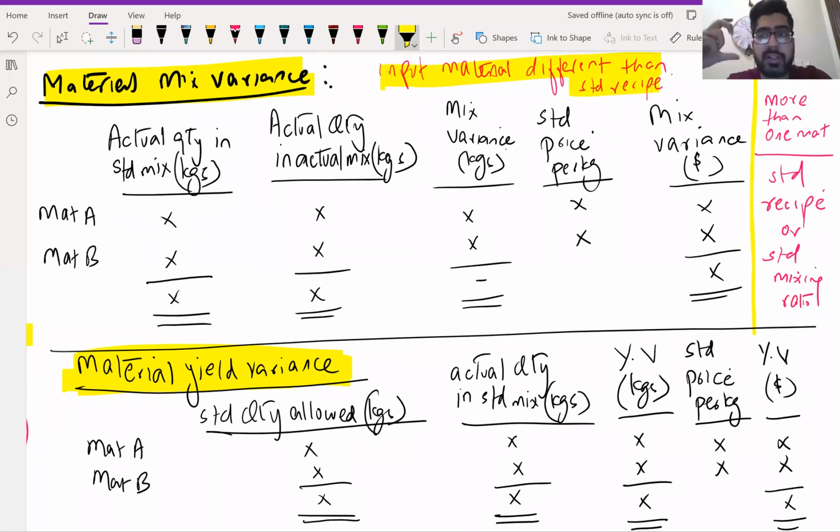Okay, we all drink Tang. We do not say that input as much water as you want, input as much Tang powder as you want. No, there is a standard recipe. This much water, this much Tang. Whenever your input is different than what is recommended by standard recipe, a variance occurs called material mix variance. Okay, let me show you one thing.